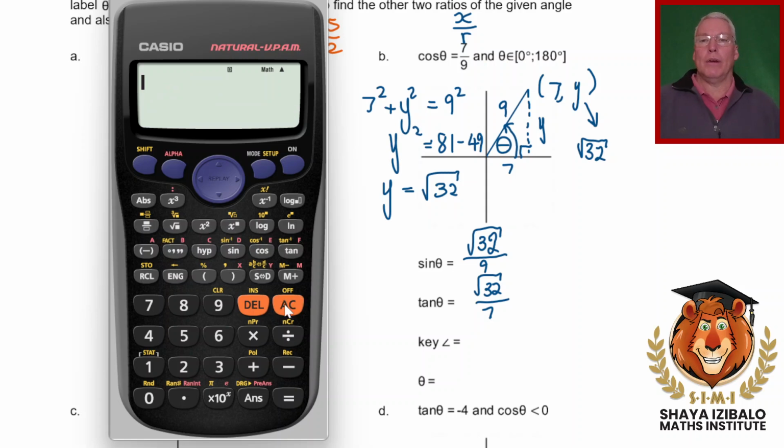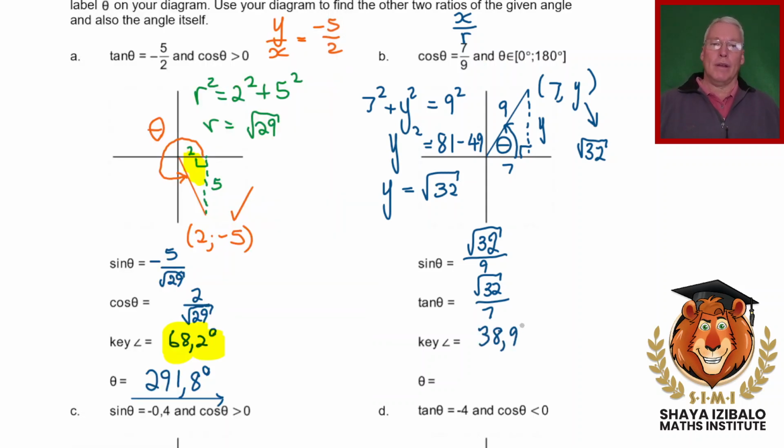Or lastly, we could undo tan, shift tan. Notice there isn't a negative here, but even if there was a negative, I wouldn't be putting the negative into the calculator. Root 32 over 7. And I get exactly the same answer. My key angle is 38,9 degrees. And in fact, my answer for theta is 38,9 degrees. Okay, that angle in there is 38,9 degrees. Notice with the previous one, I needed to take off the negative signs to get the key angle. This time there wasn't a negative sign.